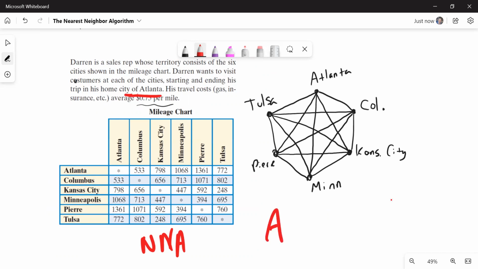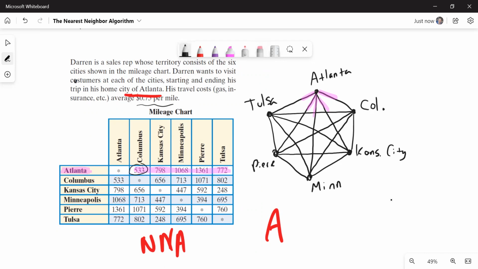And then where does he go next? He goes to the cheapest place. Now, he does have options. He can go to Tulsa, Pierre, Minneapolis, Kansas City, or Columbus. But what we're going to do is look at the chart. So what I would do is look at the first line, Atlanta, and look at the numbers, right? Look at the values of traveling to the other cities. Those are the costs. Notice that it's a repeat here, right? It's a repeat if you look down that direction. You can look either direction you want. I'm just going to look across the top. Which one of those numbers is the cheapest? The very first one is Columbus.